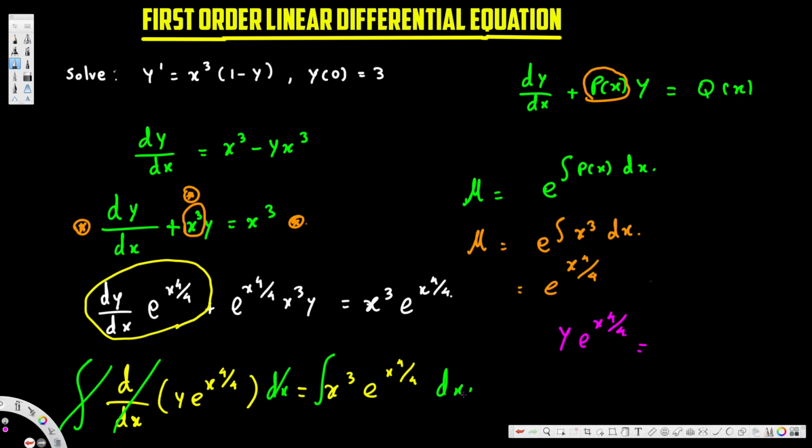We have x cube dx. If you take the derivative of x power 4, that's going to give you 4x cube dx. So if you have the derivative outside, you can do the u substitution. Here you can do it in your mind: you have to divide by the derivative.